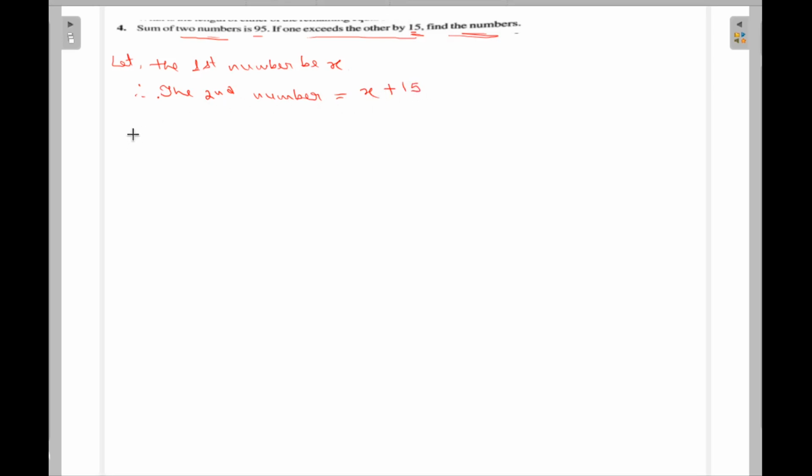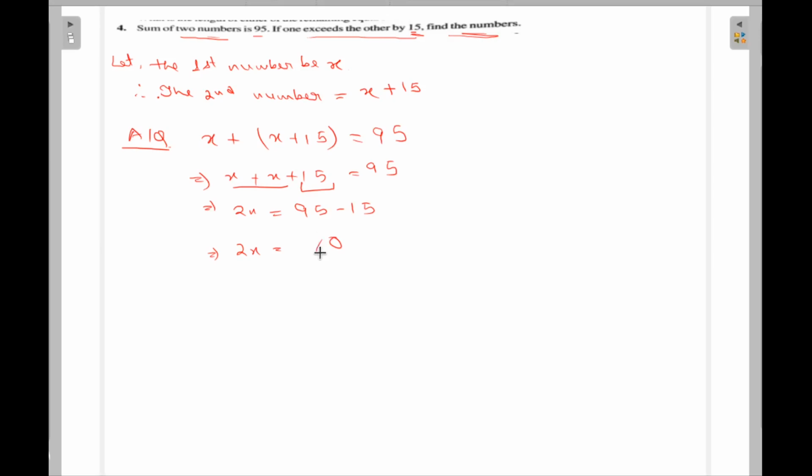Now, according to the question, the sum of these two numbers is equal to 95. That means x plus (x plus 15) is equal to 95. Remove the bracket as there is nothing to do. Now, x plus x is twice x. Now, we will take this 15 to the other side. So, 95 minus 15, as it is plus 15, it will become minus 15. Now twice x equals 80.